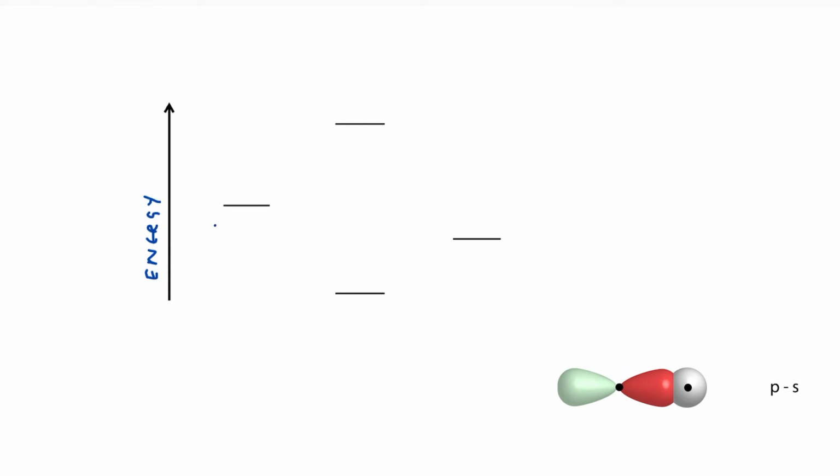So this is my sp3 hybrid orbital. We're just showing here making one carbon-hydrogen bond. This is the 1s orbital. So this would be carbon. This would be hydrogen.